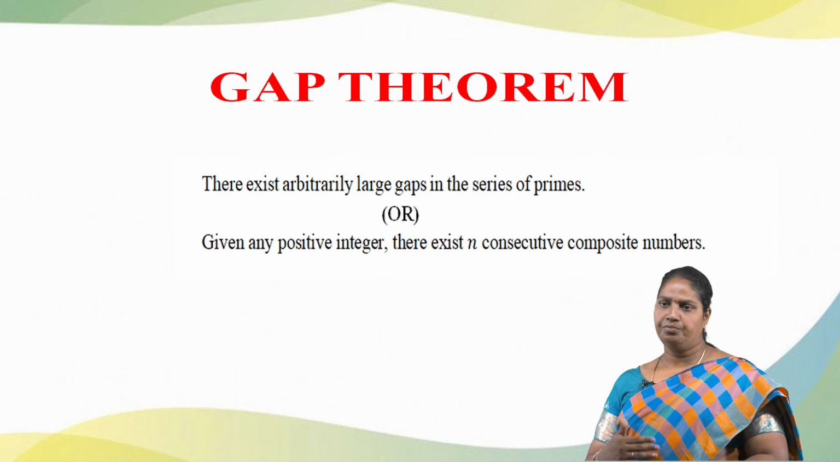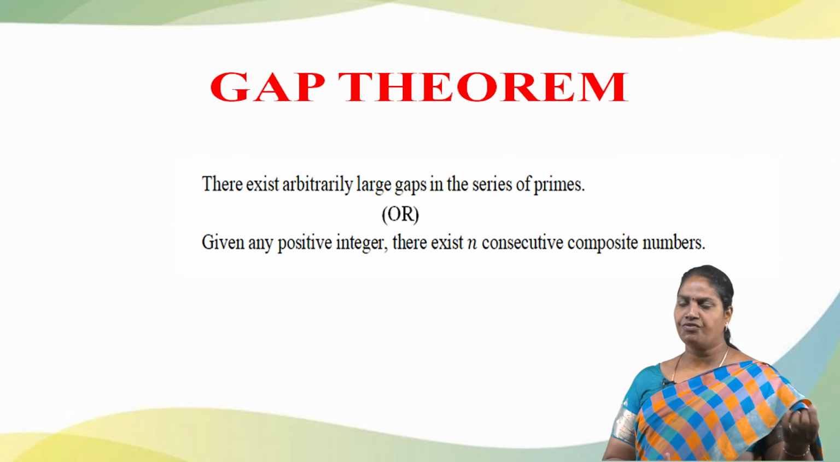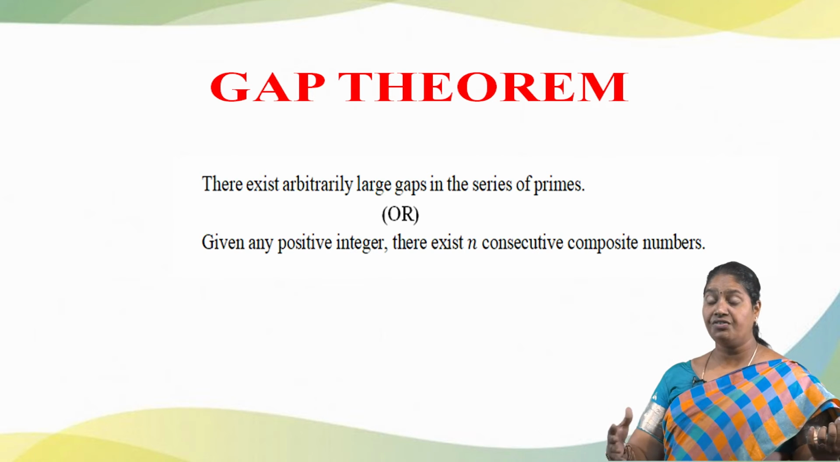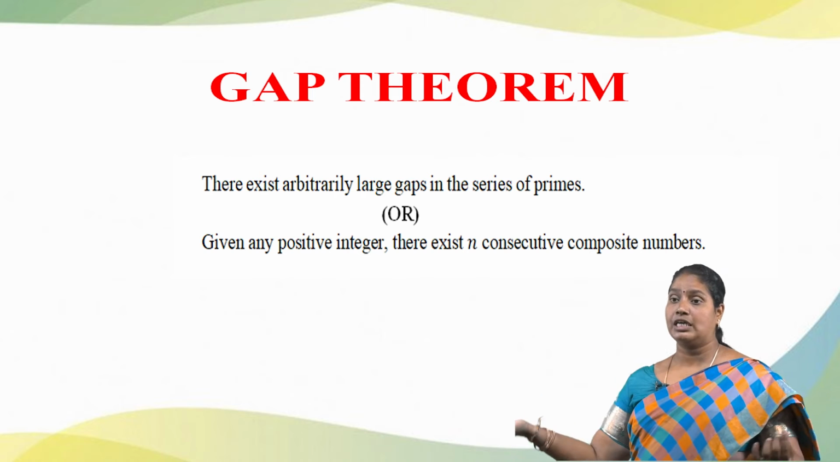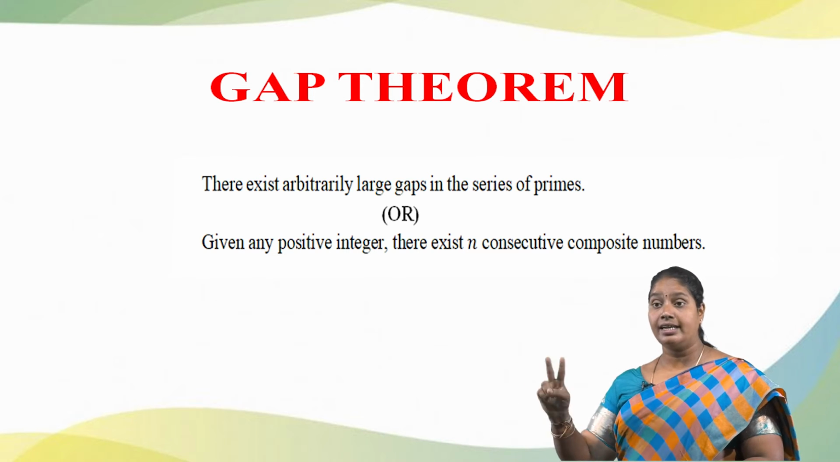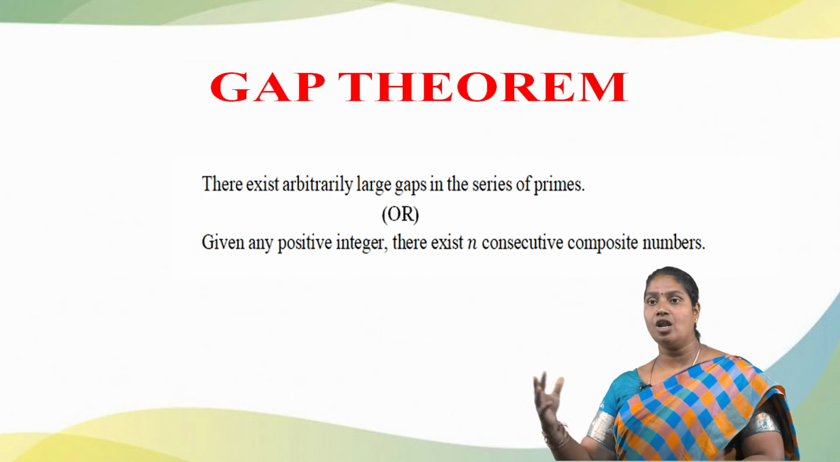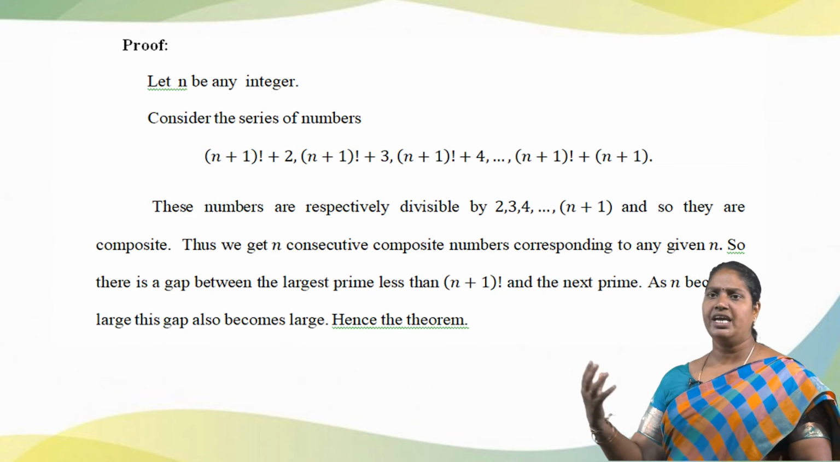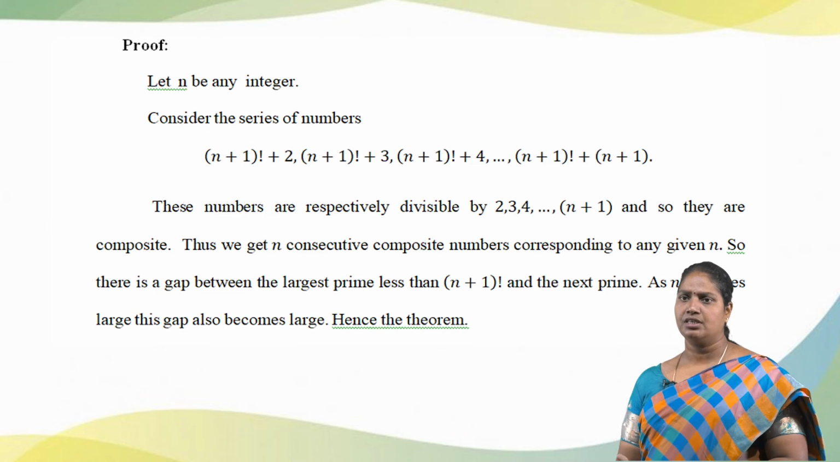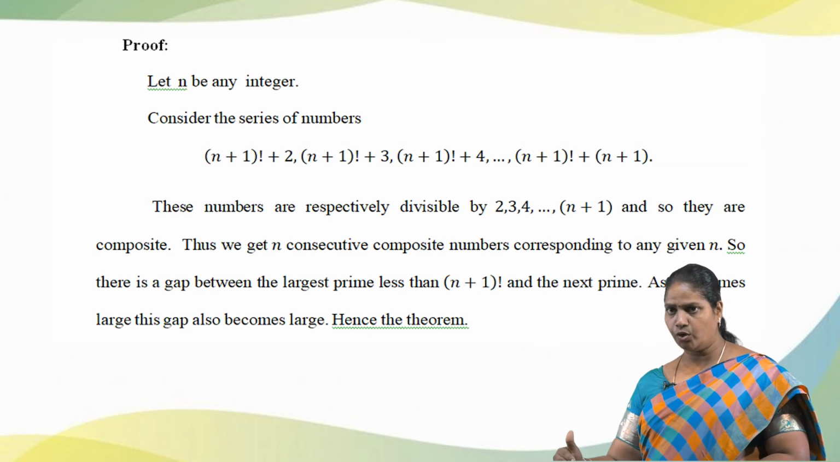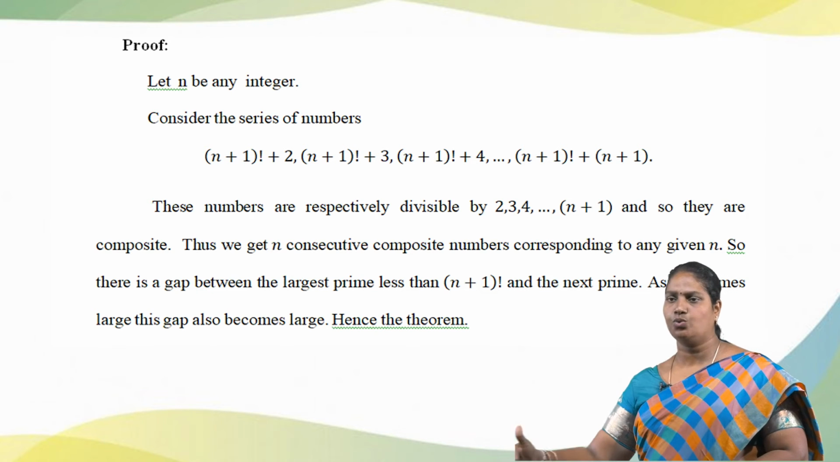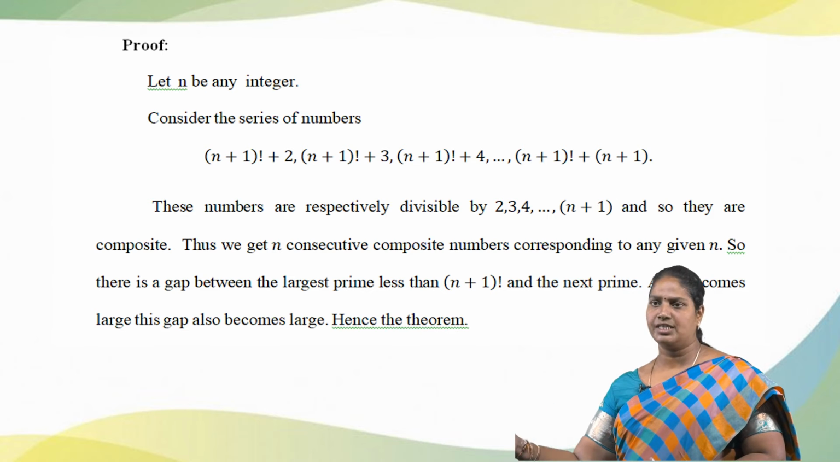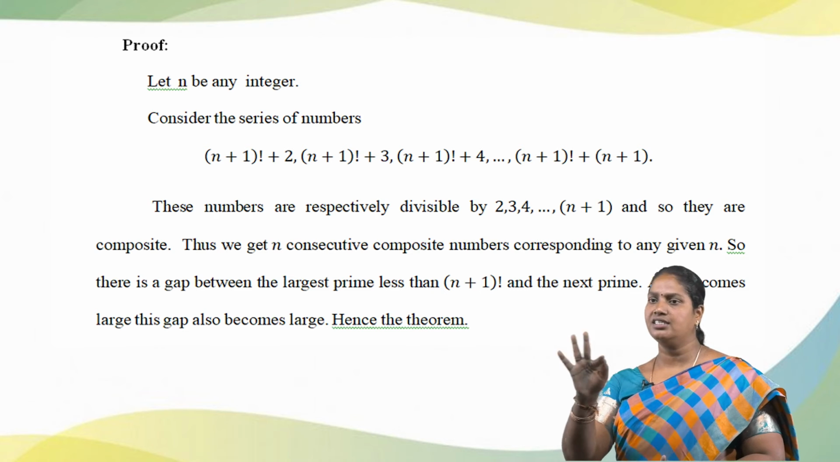That is, if you find a prime number, after that we can find n consecutive composite numbers, so that the next prime will exist after a long gap. Now we will see the proof. Let n be an integer. Consider a series of numbers. The first number is (n plus 1) factorial plus 2, (n plus 1) factorial plus 3, and so on, up to (n plus 1) factorial plus (n plus 1). As we are starting from 2, there are n numbers in this series.